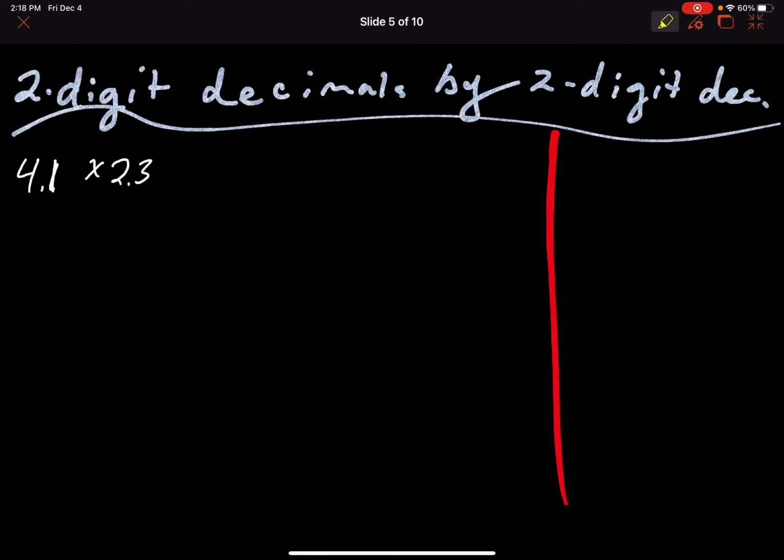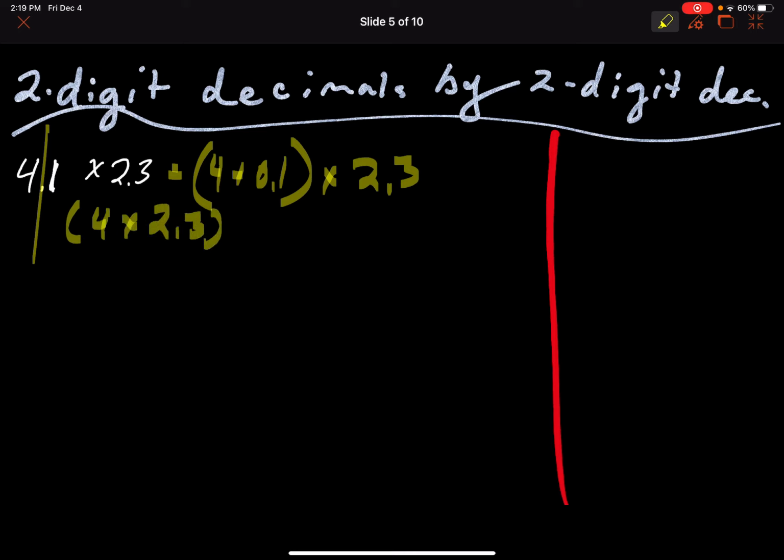Okay, now I have 2-digit decimals by 2-digit decimals, so I can do this in exactly the same way. So what's happening here first is I'm going to divide these into their place value. So I'm just going to go 4 plus 1/10 times 2 decimal 3. Okay, and what's happening here is I now can write it as 4 times 2 decimal 3 plus 1/10 times 2 decimal 3.